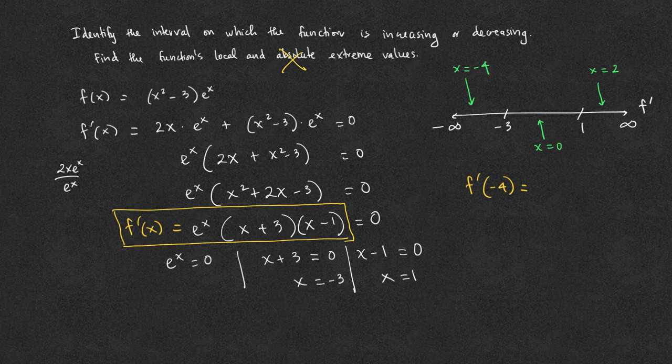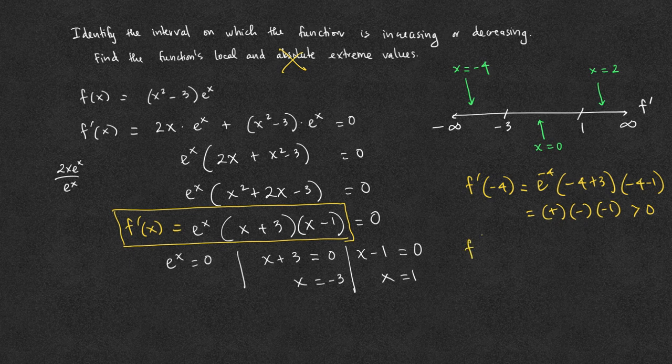f prime of negative 4 is e to the negative 4 times (negative 4 plus 3) times (negative 4 minus 1). Remember that we are only interested in the sign of the first derivative, not the actual number. e to the negative 4 is a positive number. Negative 4 plus 3 is a negative number. Negative 4 minus 1 is a negative number. So the product of a positive, a negative, and a negative is positive.